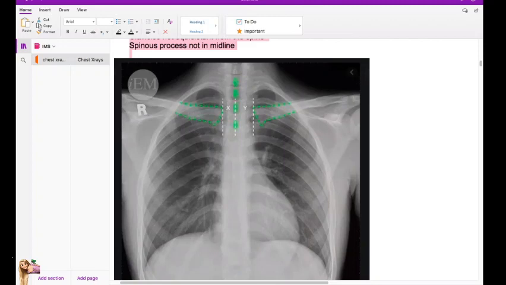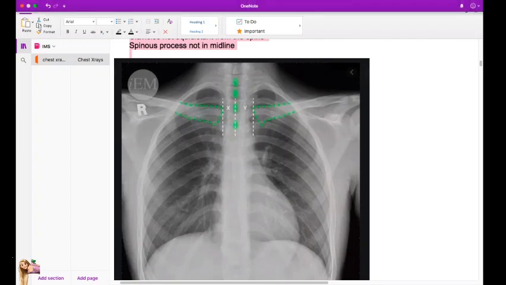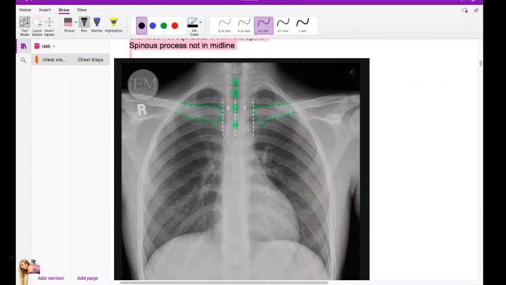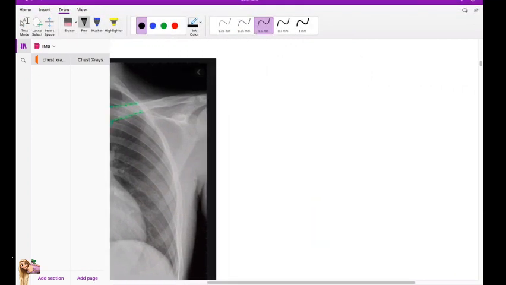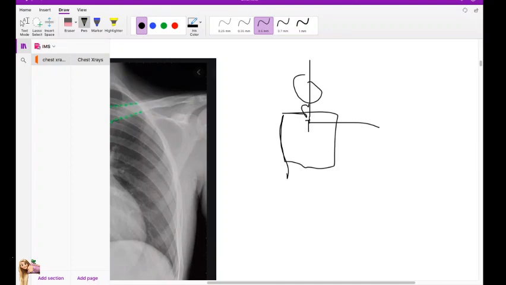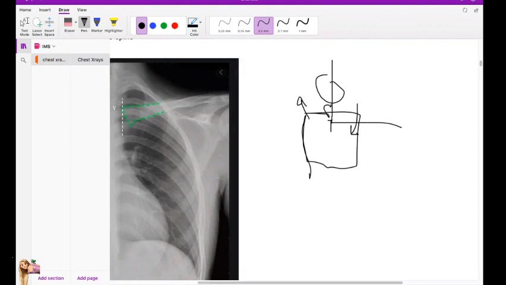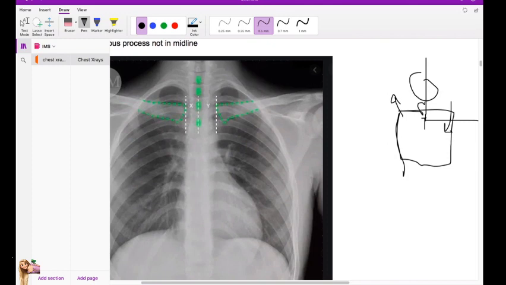Okay, so suppose this is the patient. There are many ways this patient can be rotated. The patient can be rotated from side to side. Basically, this part is more anterior and this part is more posterior. That is the rotation that we actually talk about: this side becoming more anterior and this side becoming more posterior.